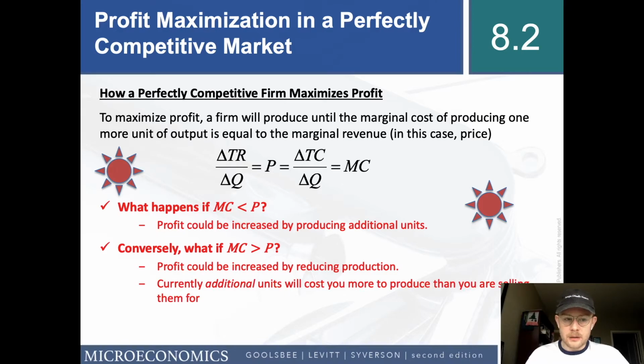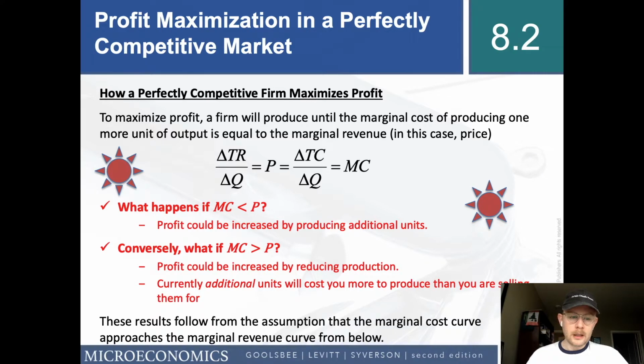We have a couple of scenarios too. What happens if the marginal cost is less than the price? Well, then you could increase profit by increasing the number of units that you're selling. On the other side, if marginal cost is greater than price, you could also increase your profit by reducing your production. Currently, additional units will cost you more to produce than you're selling them for. These results follow from the assumption that the marginal cost curve approaches the marginal revenue curve from above. If you don't know what that means, I'm going to show you on the next slide.